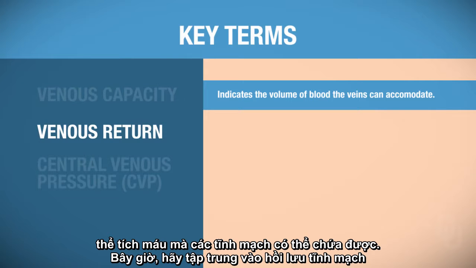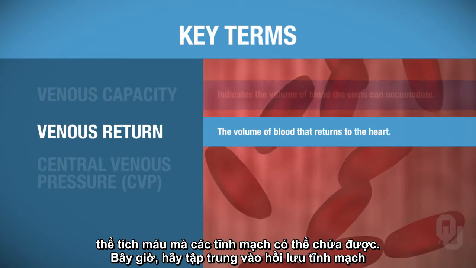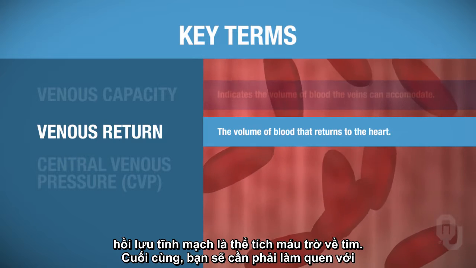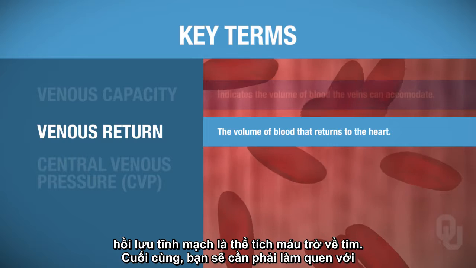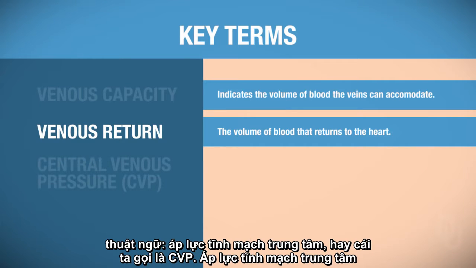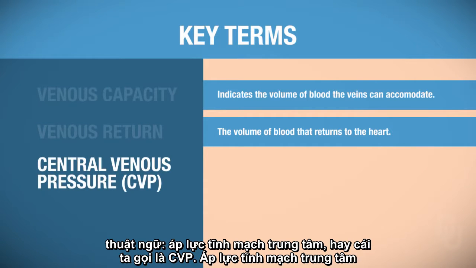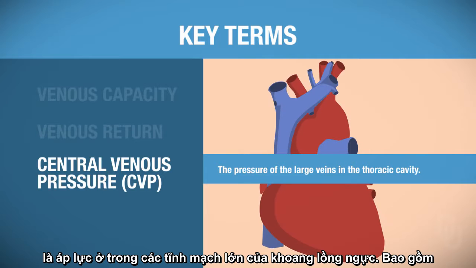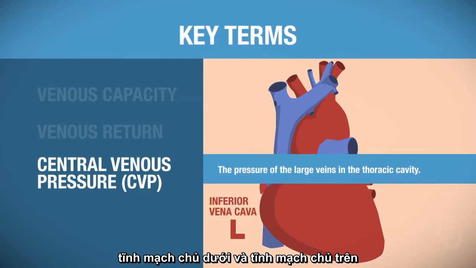Now let's focus on venous return. Venous return is the volume of blood that returns to the heart. Finally, you will need to be familiar with the term central venous pressure, or what we call CVP. Central venous pressure is the pressure in the large veins of the thoracic cavity. This would include the inferior vena cava and the superior vena cava.